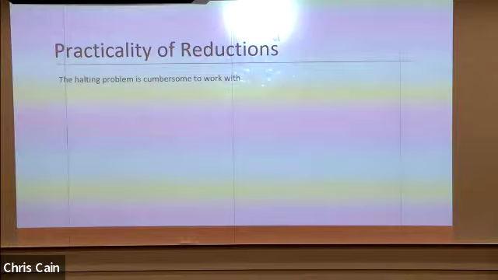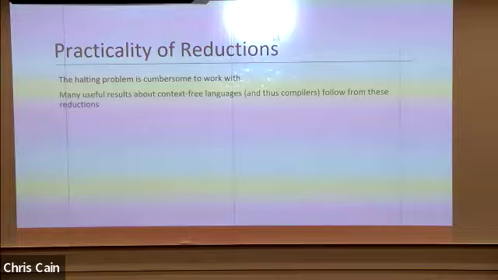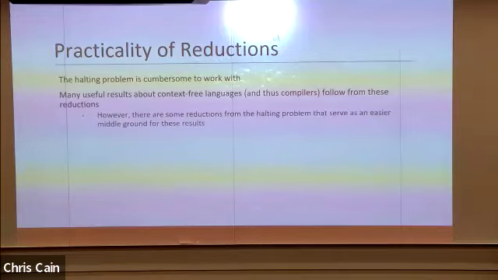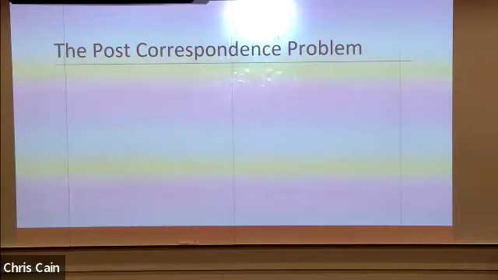So we know the halting problem is cumbersome to work with. But we ended last class talking about how we can find some interesting results about context-free languages by analyzing the reductions to the halting problem. So there are some reductions from the halting problem that help us to be able to show these results. The one we're going to look at as an example is the post-correspondence problem.